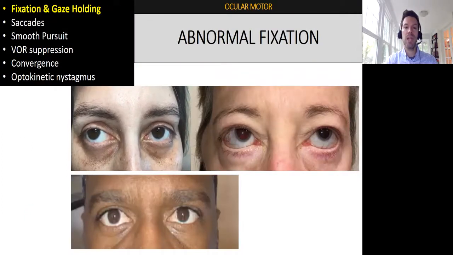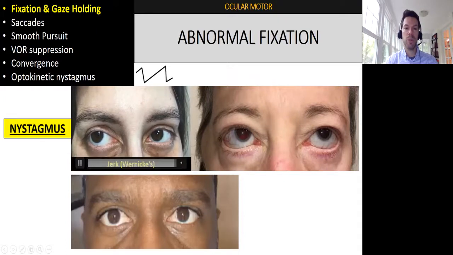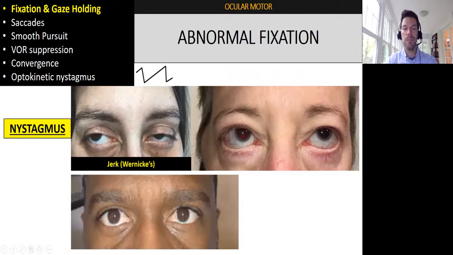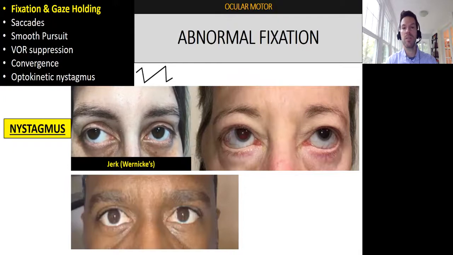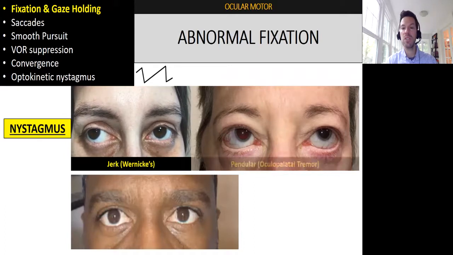These are examples of abnormal fixation. This patient has nystagmus. This nystagmus is known as jerk nystagmus. There's a fast phase, there's a slow phase, there's a fast phase. The slow phase is the culprit. The slow phase initiates the abnormal eye movement, and the fast movement is the sort of position reset mechanism. This patient has spontaneous upbeat nystagmus from Wernicke's encephalopathy due to thiamine deficiency.